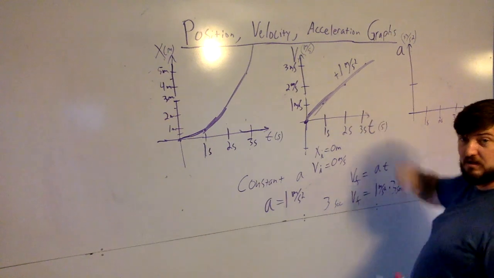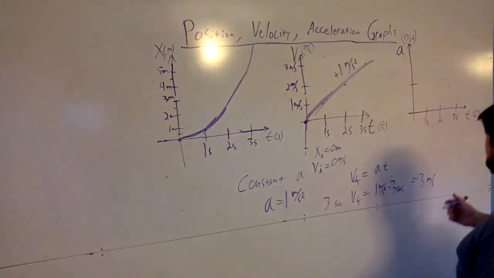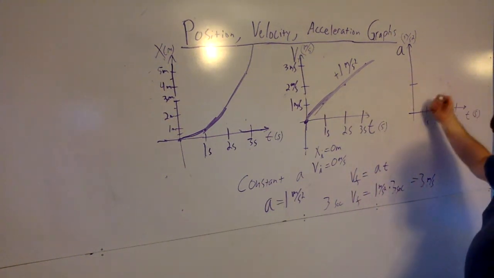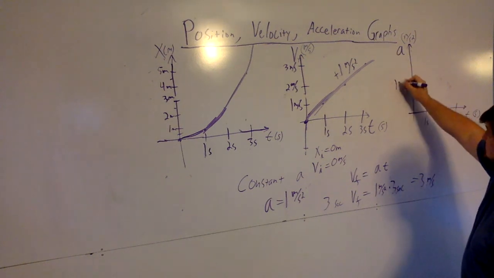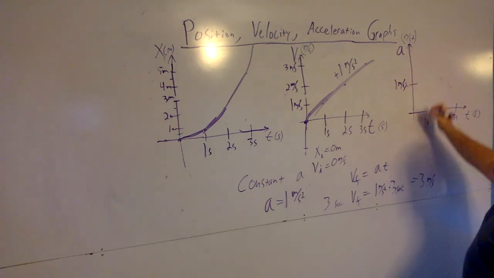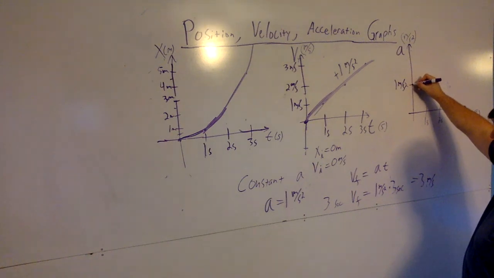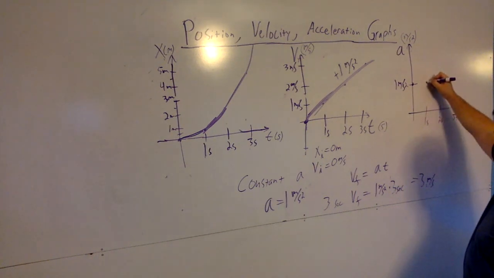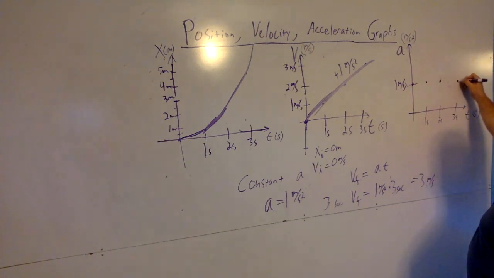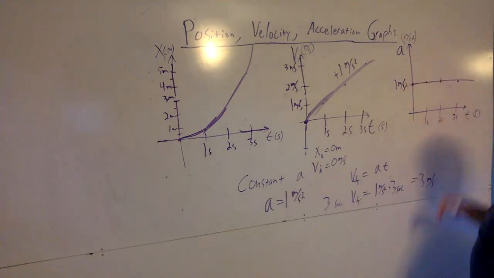What does it look like on an acceleration versus time graph? Well, the acceleration is not changing. It is a constant acceleration. So it's 1 meter per second squared. Okay, you start out going 1 meter per second squared at 0 time. After 1 second, you're still going that. And you end up with a nice flat line.